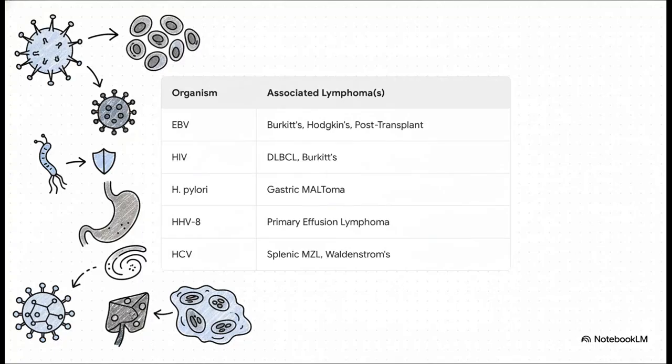This table really drives home the powerful link between infections and lymphoma. The Epstein-Barr virus, EBV, is a huge player. It's tied to endemic Burkitt's, some types of Hodgkin's, and lymphomas that happen after organ transplants.